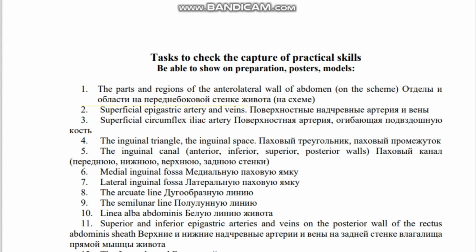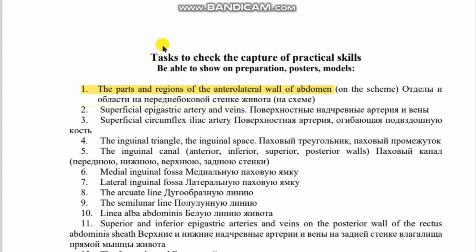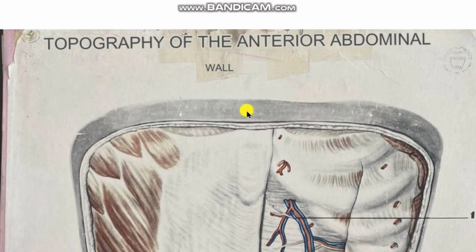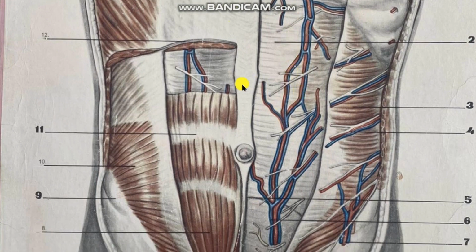So let's start with what we have been given here. First of all, we have to identify the parts and regions of the anterolateral wall of the abdomen. Okay, let's see what it is. Here it's given as topography of the anterior abdominal wall. These are the structures of the anterior abdominal wall.